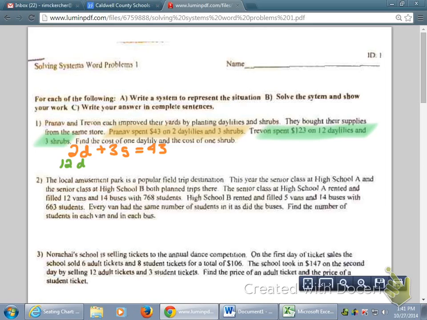Now in green we talk about Trevon, what he spends. Okay, and you can see that he's got 12 daylilies and 3 shrubs for a total of $123. This is set up perfectly to use the elimination method, so we're going to do the elimination method and subtract.